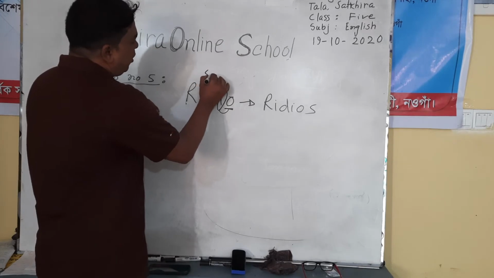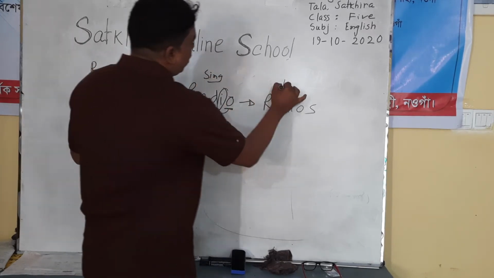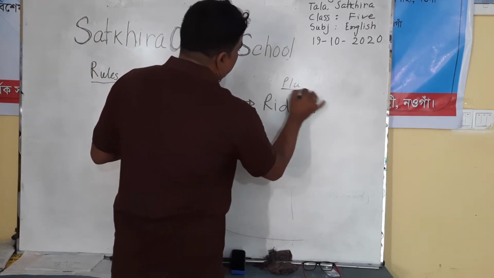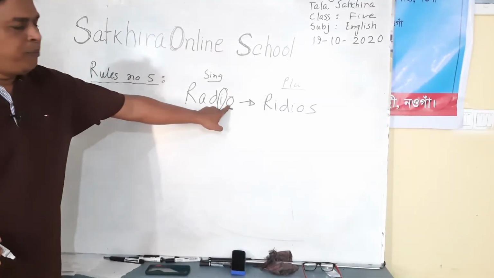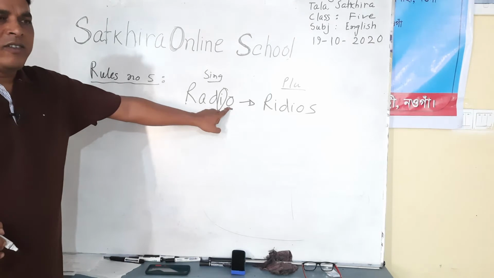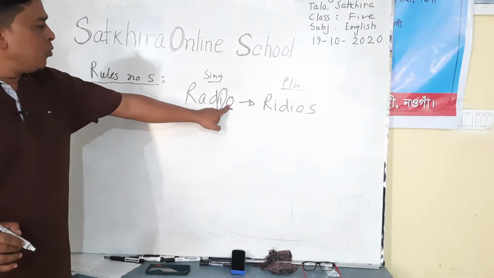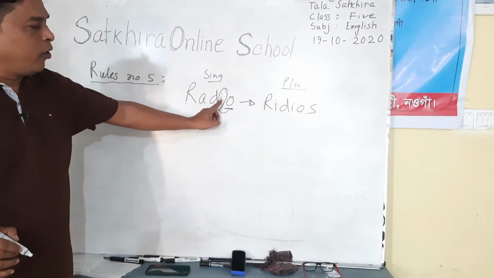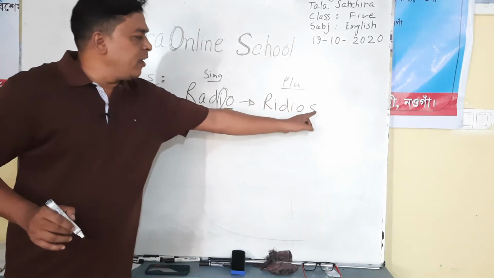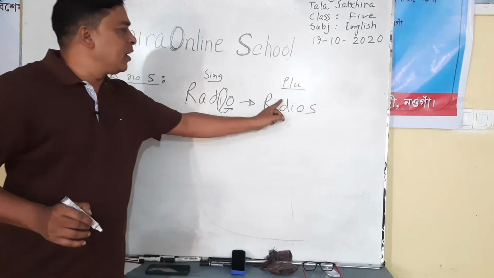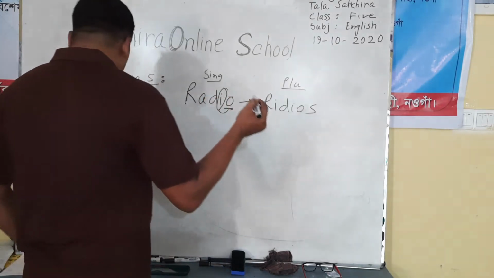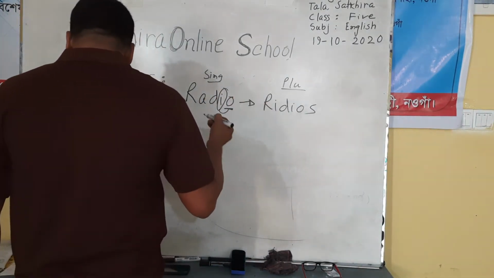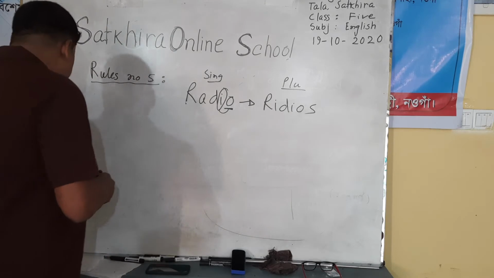So it is singular, and this is the plural rule. Again I repeat it: if the last letter is O and before O there is a vowel, we add S after the word and make it the plural form. It is one kind of rule. Another example is radios.